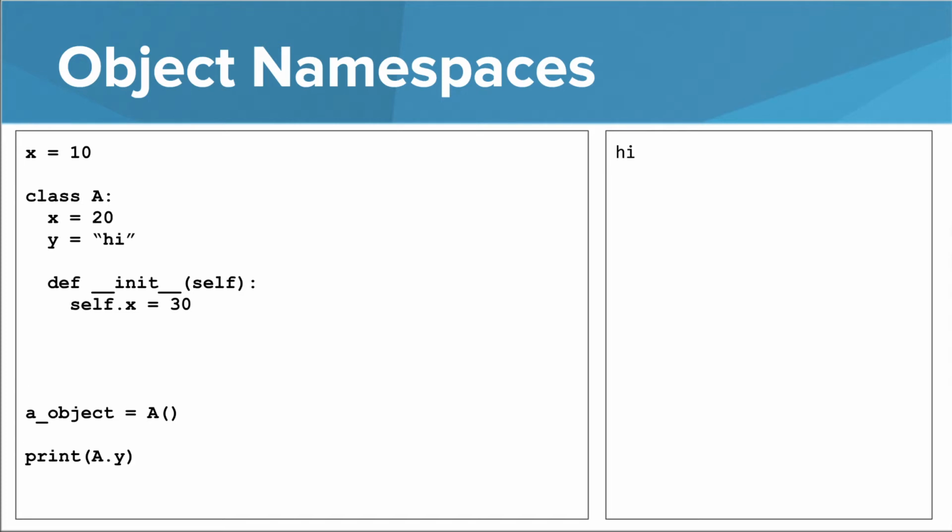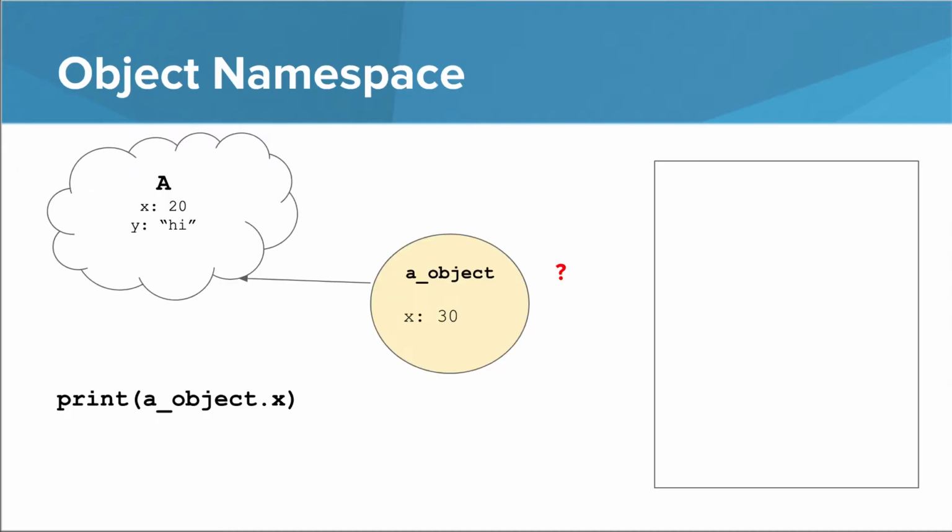Now what happens if we introduce a new variable y on the class level that is equal to hi? If we print out a.y, that will give us the y inside the class's namespace, which is hi. Now what if we do a.object.y? Now this also ends up printing hi, and the reason for this is that the object is able to find names inside the class level namespace. So if y doesn't exist on the object, it'll hop up a level, hop up a namespace, and find it in the class. Let's review this in a little more detail.